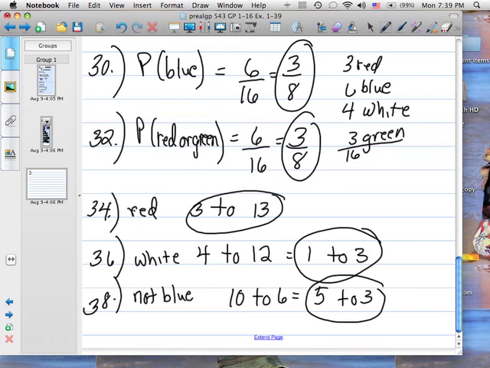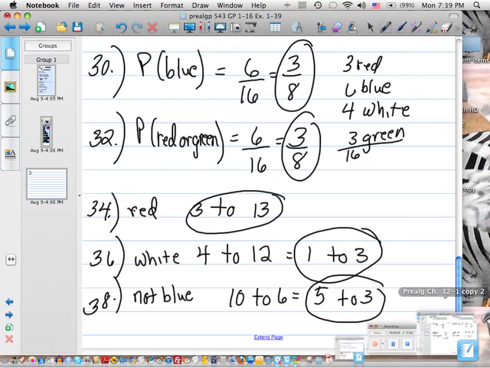And that concludes the evens. Be sure you check the back of the book for the answers to the odds.